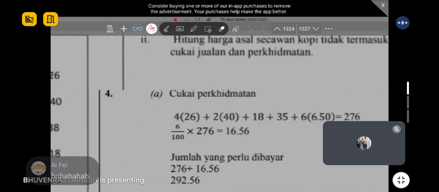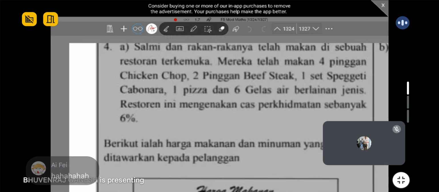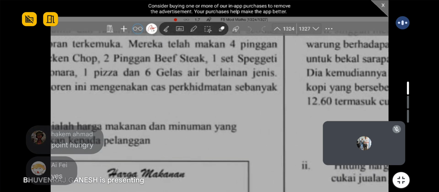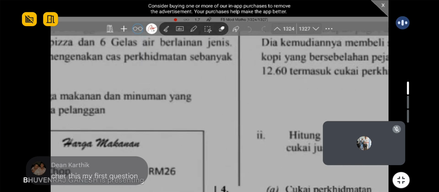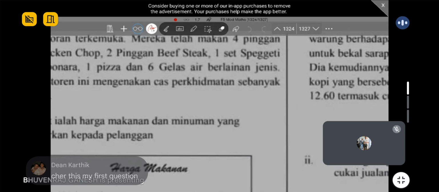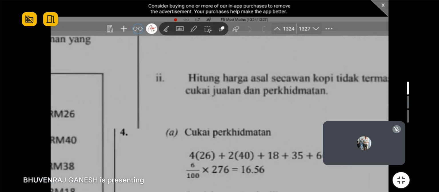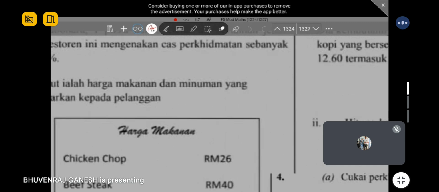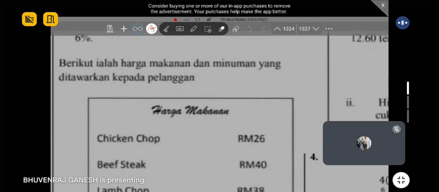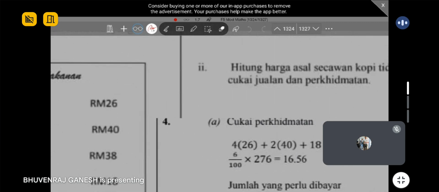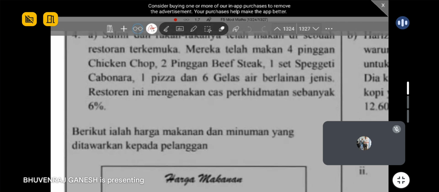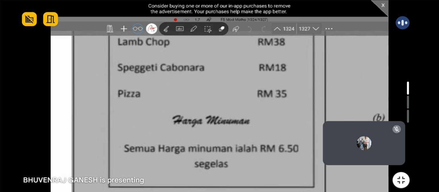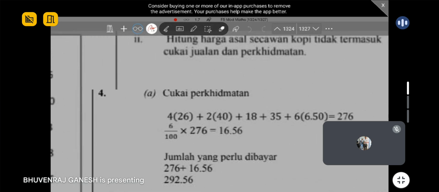Okay, so guys, do you all need explanation on this? I think it's quite simple, right? 4 chicken chop, so 4 times 26, 2 beef, 2 times 40, and then 1 spaghetti, so 1 times 18, and then 1 pizza, 1 times 35, plus 6 water, 6 times 6.50. So this is your working.